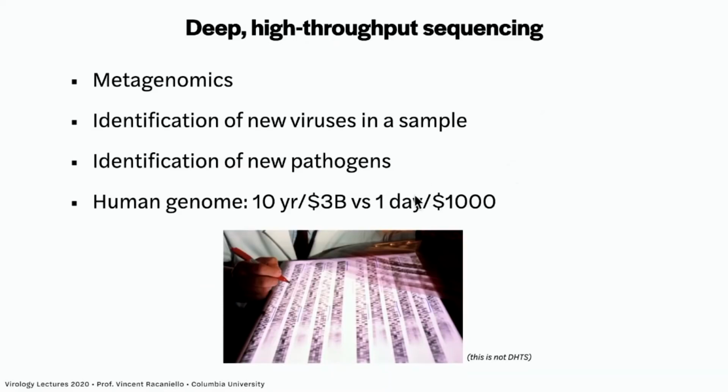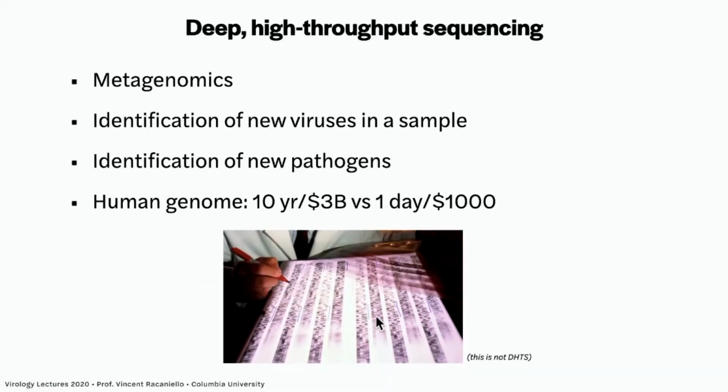And this has become very cheap. You know, the human genome took 10 years to sequence originally when it was first done years ago. It cost $3 billion. You can now sequence a human genome in one day for less than $1,000. This is how this technology is emerging. So that's deep, high-throughput sequencing.